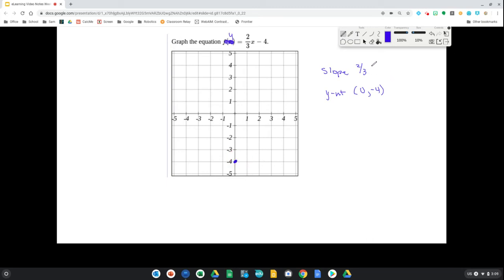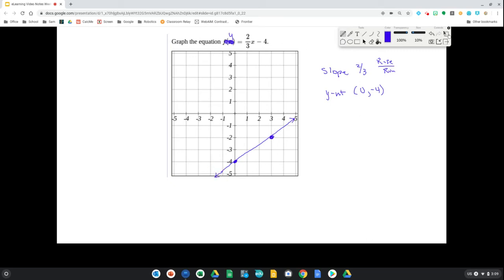Now we're going to draw a slope of 2/3. And remember, slope means rise over run. So that means we're going to rise 2 and we're going to run 3. So from this point, we're going to rise 2, we're going to run 3. And that gets us to this point right here on the graph. Those 2 points would be connected together with the line that represents the solutions to this equation. And so our answer should look like this.